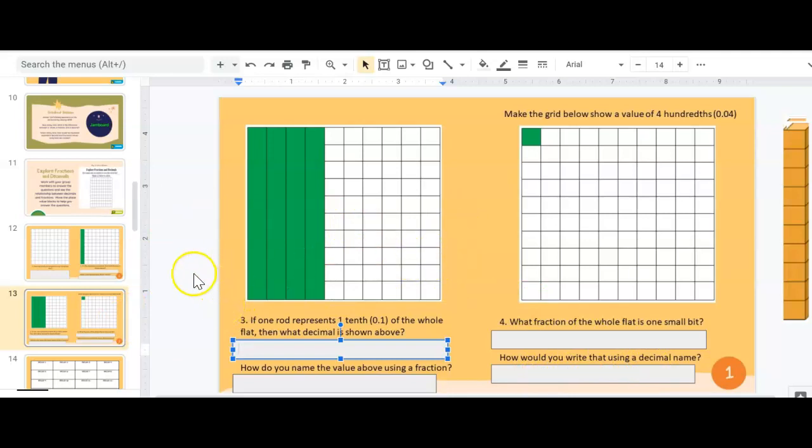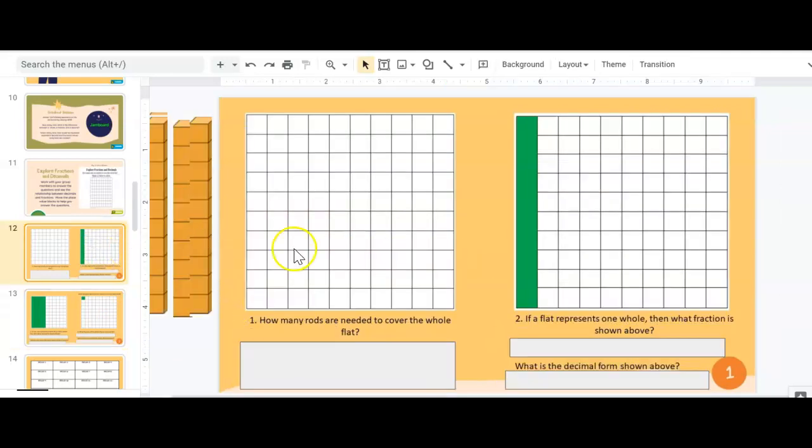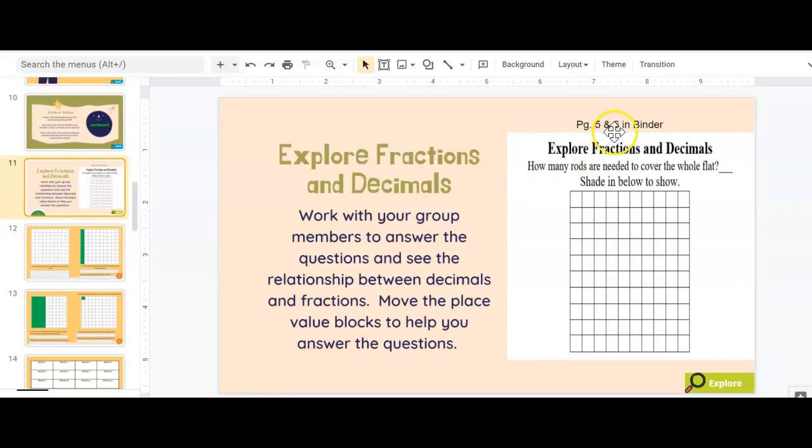So I want you to pause the video and go in and complete these. And again, you can work them on the slides, or it's going to be page 5 and 6 in the binder. Remember, if you work it in your binder, you're going to have to take a picture of your work and insert it into the slides to show your teacher that you've done the work. Otherwise, you won't get credit for it.